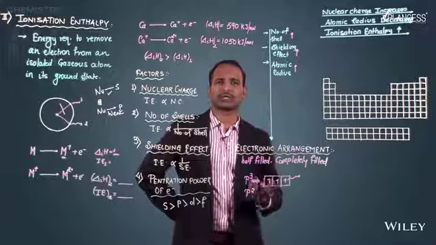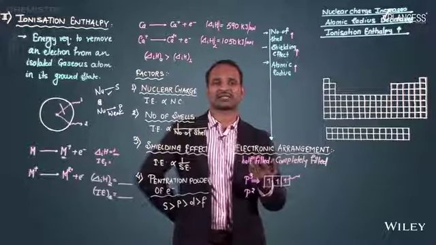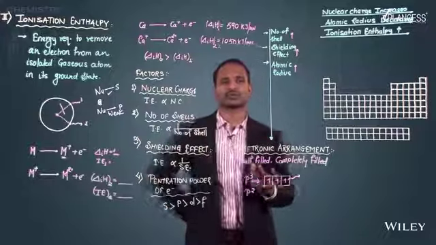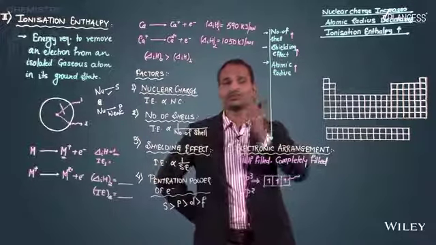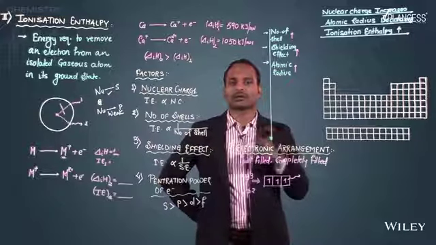This happens with the p3 configuration, this happens with the p6 configuration, this happens with the s2 configuration. If the s orbital is also completely filled, in that case also the removal of the electron will be difficult.